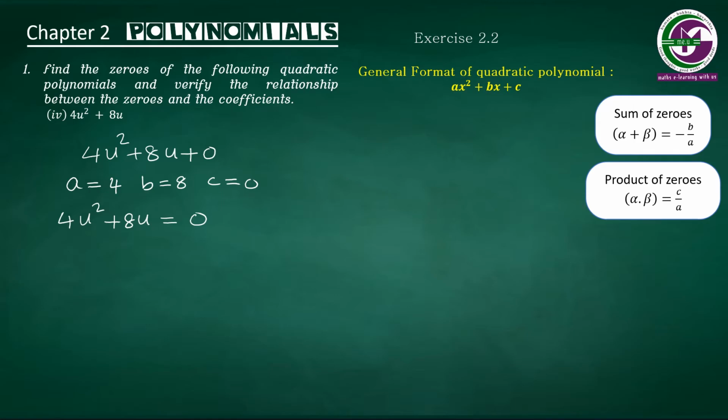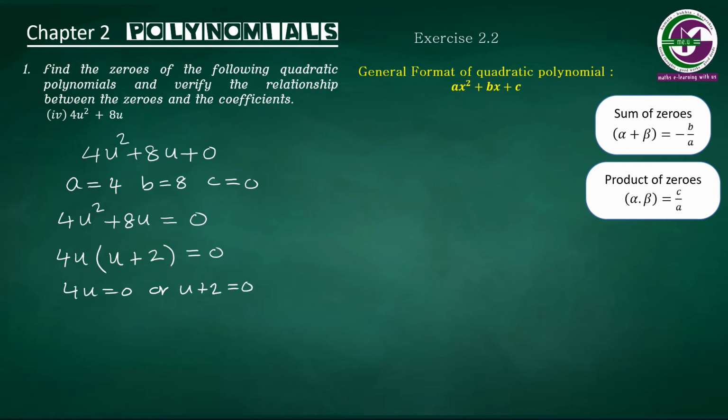You can take 4u as a common factor from both the terms. So 4u, the first term will be u, then plus 2. 4u multiplied by u is 4u square. 4u multiplied by 2 is 8u, equal to 0. Now, the product of two factors equal to 0 means any one of the factors must be 0. That is, 4u equal to 0 or u plus 2 equal to 0.